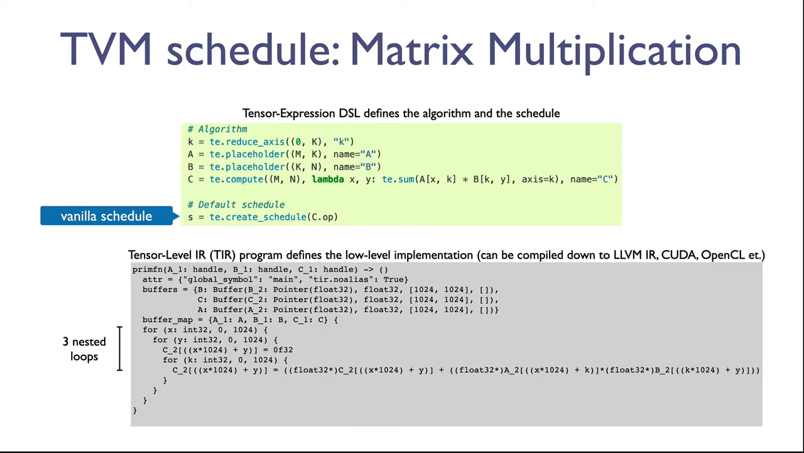And if we take a look at the tensor level intermediate representation program that defines this low-level implementation, which can then be compiled down to LLVM IR or CUDA or OpenCL, we see that it looks very similar to our three nested loop naive implementation that we defined before.